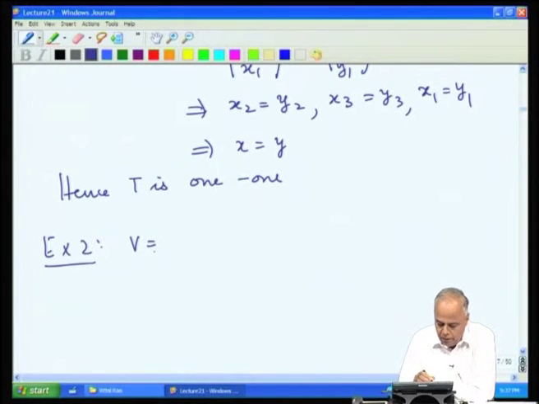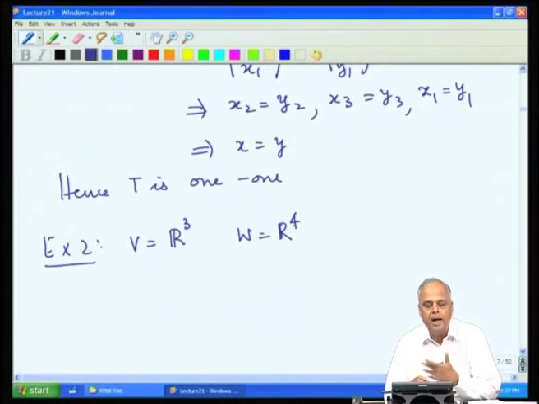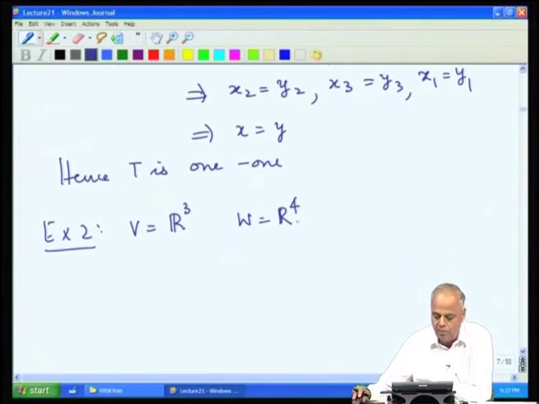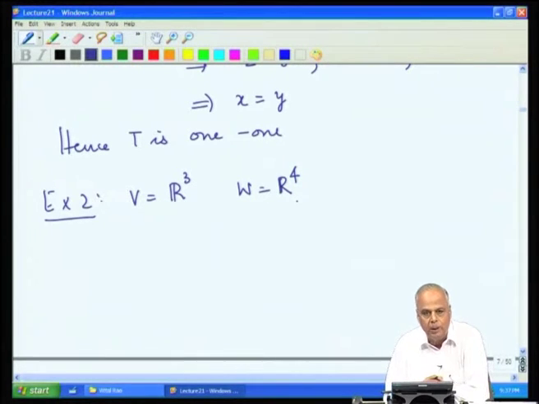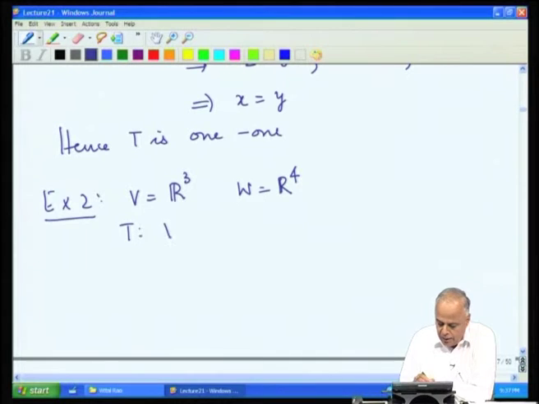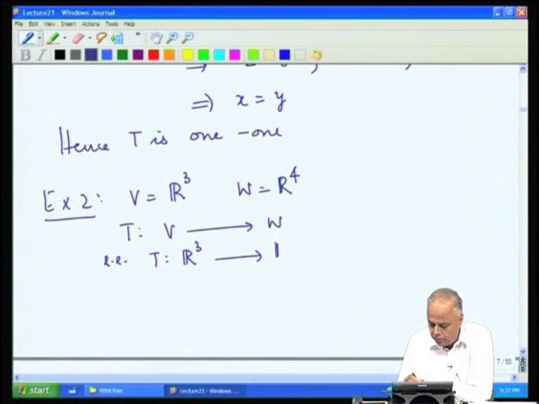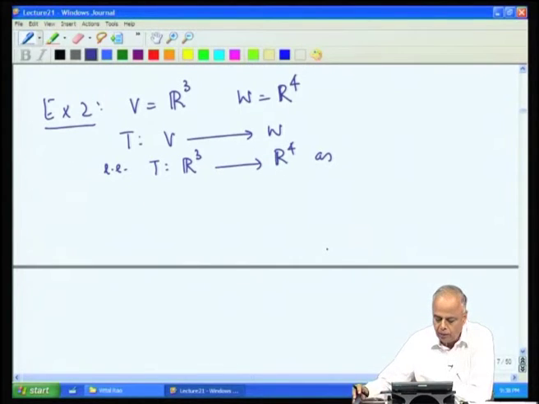Let us take V to be R^3 and W to be equal to R^4. Notice here that the dimension of V is 3 and the dimension of W is 4. In this case, the dimension of V is strictly less than the dimension of W, and it still satisfies the a priori requirement that the dimension of V must be less than or equal to the dimension of W. Now, let us define a linear transformation from V to W, that is T from R^3 to R^4 as follows.